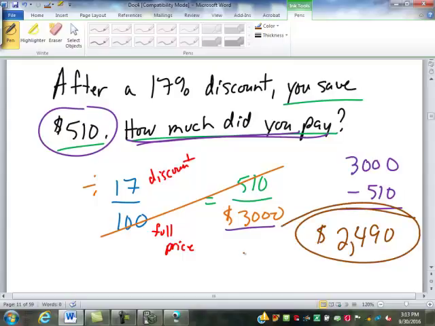As you can see, these percents are a lot more complicated than they look. We're going to do a little bit more work with these next week on Wednesday.